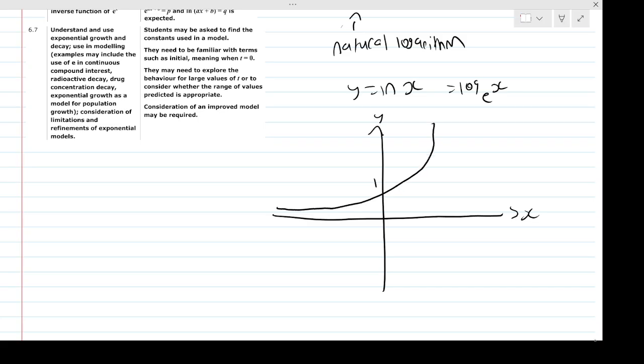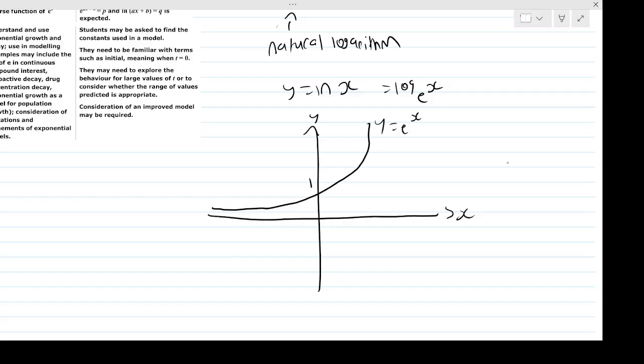And it passes through 1. That's y is e to the x. Now, why e to the x? Because actually, remember, exponentials and logs are inverses. They're inverse functions. And so then, in particular, e to the x is the inverse of ln x, because e to the x is the inverse of log base e. Now, to sketch inverse graphs, we will look at this in year 2, but with inverse functions.